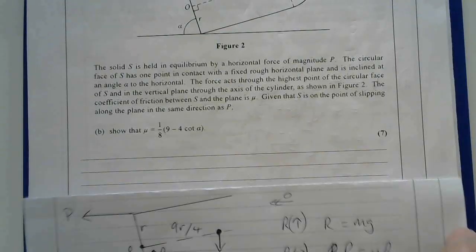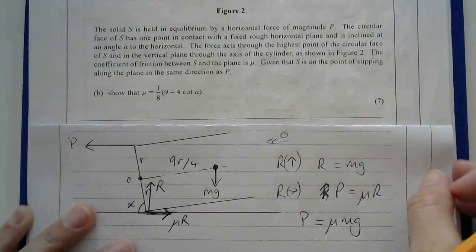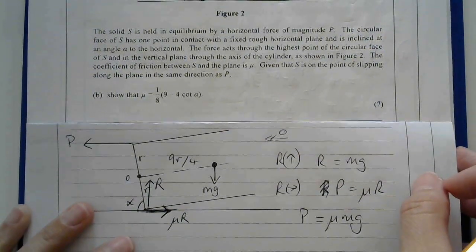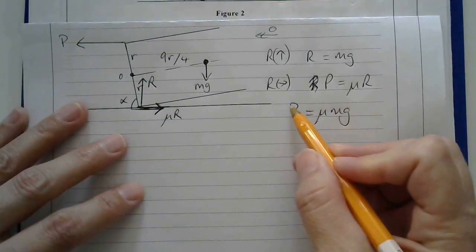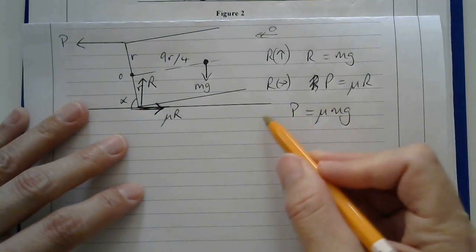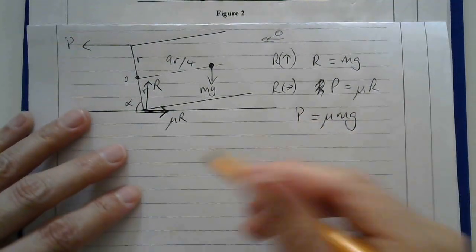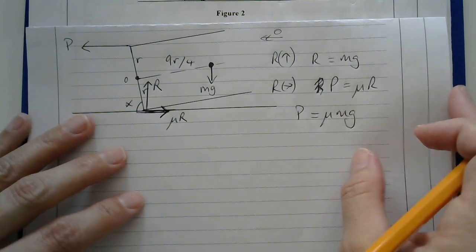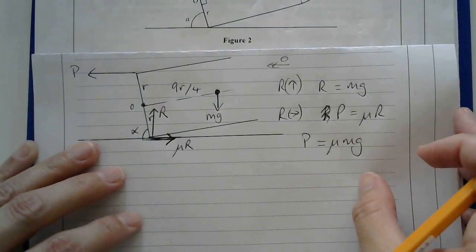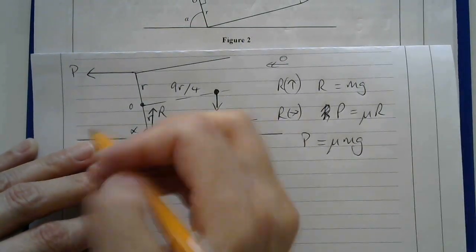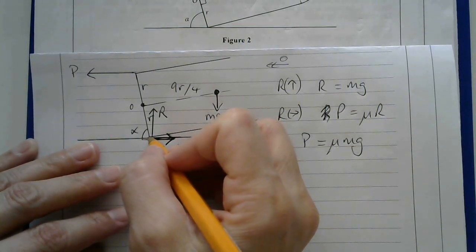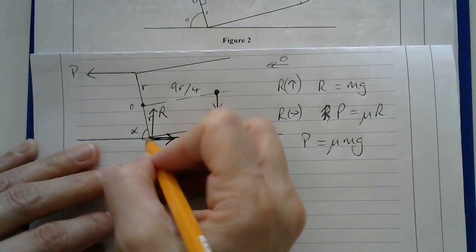Okay, and now in order to get mu, I would need P in terms of mg, so that the m's will cancel. So in order to get P in terms of mg, I think what I would do is take moments from this point here.